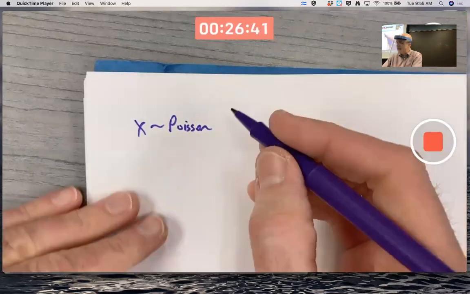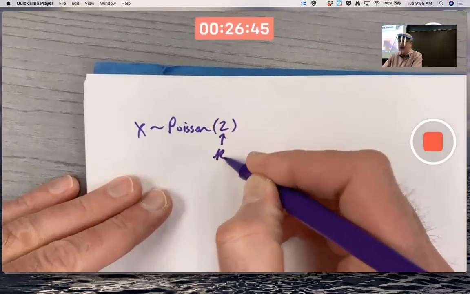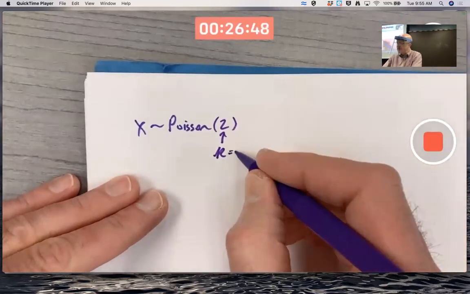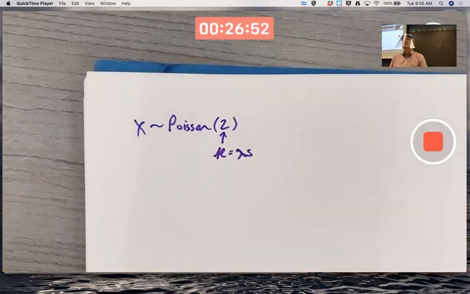Let's assume X is Poisson with mean 2. That's the thing that's called K in the book, or lambda times S. You had some homework problems where you were using Poissons recently, so you had to look it up.